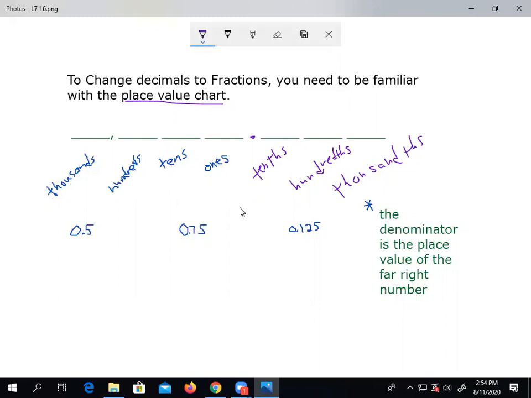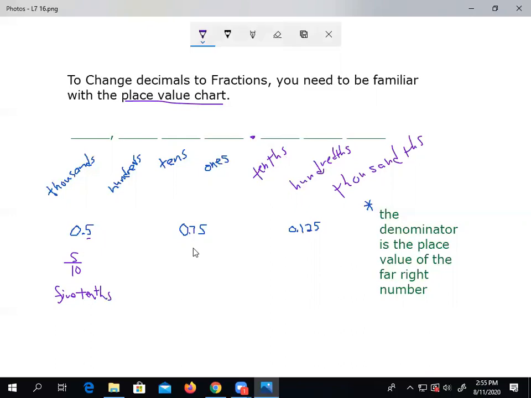So if I look at 0.5, we can change this to a fraction rather easily. The denominator is basically the place value of the far right number. Since 5 is the far right number, it's one place past the decimal. And if you're one place past the decimal, that's the tenths place. So 0.5 is the same thing as 5/10. So they read the same way. Both of these read as 5/10. One is a fraction and one's a decimal, but they are equivalent. They're just in different forms.